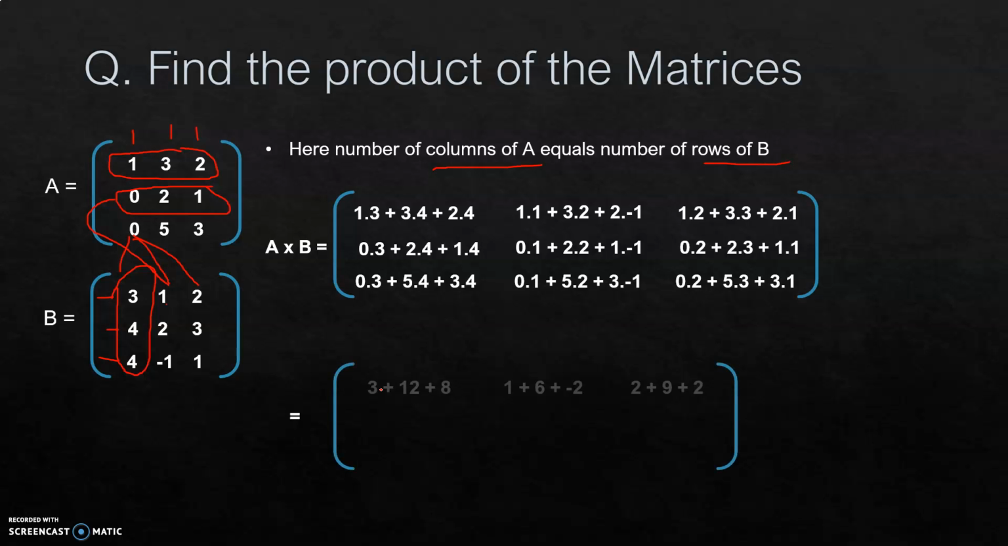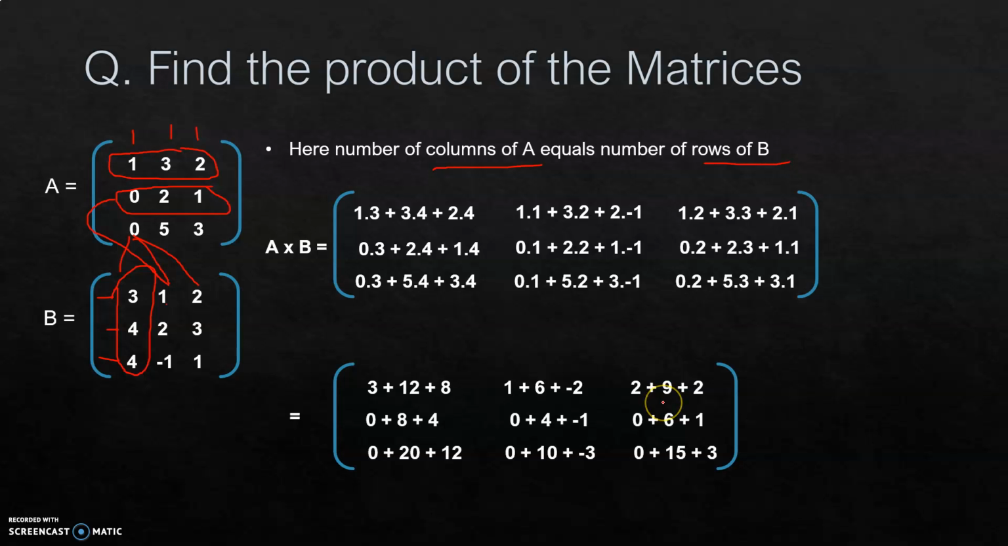So you can calculate it. 1 into 3 is equal to 3. 3 into 4 equal to 12. 2 into 4 equal to 8. So 3 plus 12 plus 8. Just like that, 1 plus 6 plus minus 2. 2 plus 9 plus 2. Like that for everyone. Then take the sum of each element. It is 3 plus 12, 15 plus 8, 23. 1 plus 6 plus minus 2, 5. 2 plus 9, 11 plus 2, 13. So like the other two. So this is the method of multiplication of two matrices.